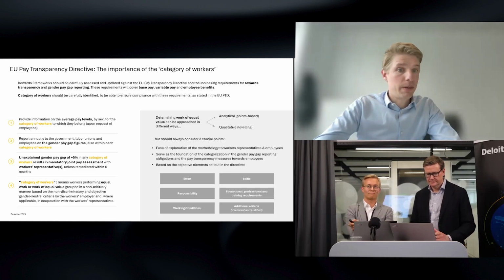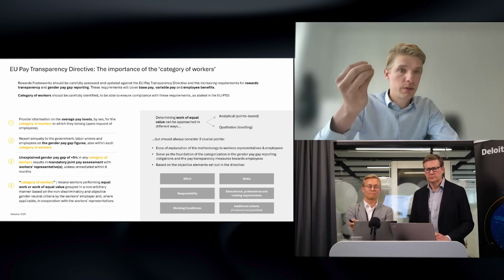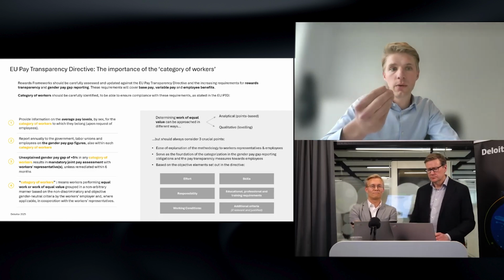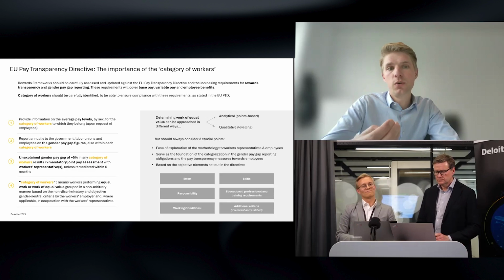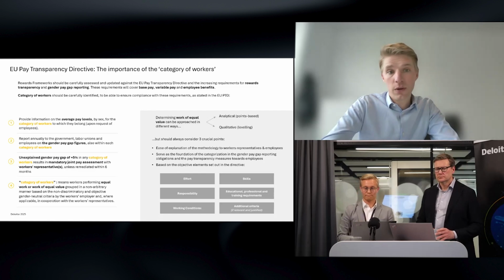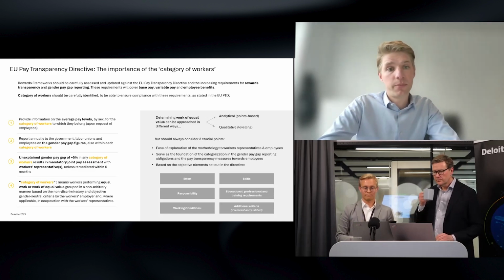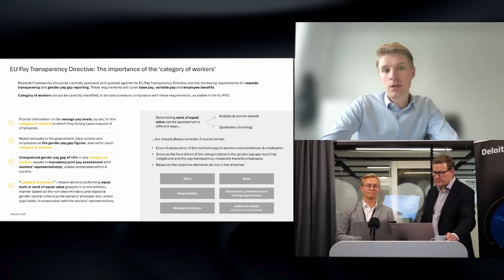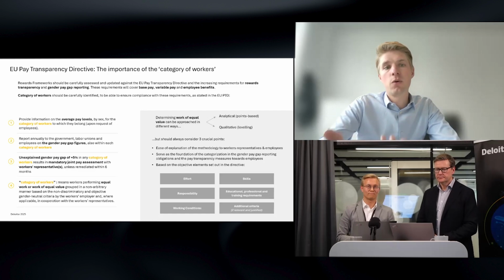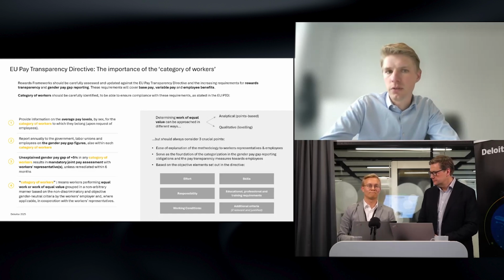As well, unexplained gender pay gaps. So the first one is transparency. The second one is more the reporting requirement. The third one is what if you have issues in your gender pay gap, and the measures included there. And there it is also mentioned, if you have unexplained gender pay gaps of more than 5% in any category of workers, it will result in mandatory joint pay assessments with your labor unions or worker representatives, unless remediated within 6 months or unless you can actually explain it ultimately.